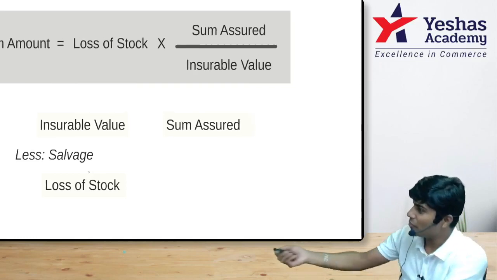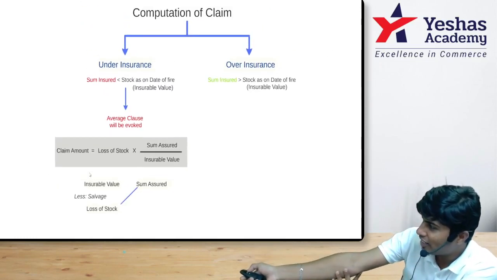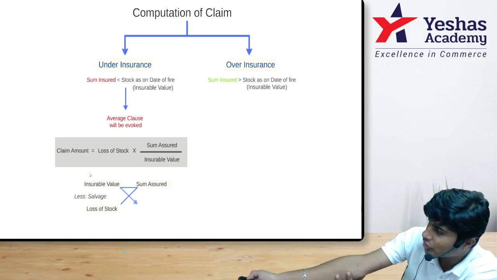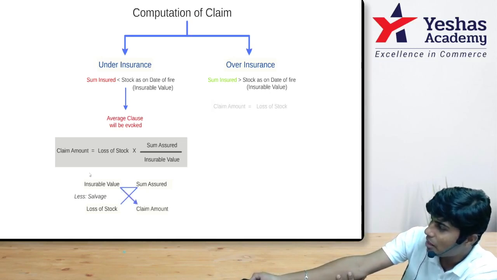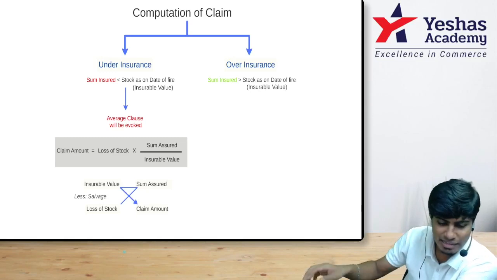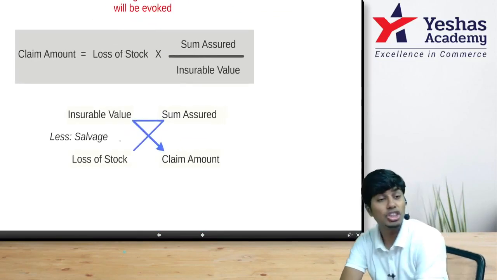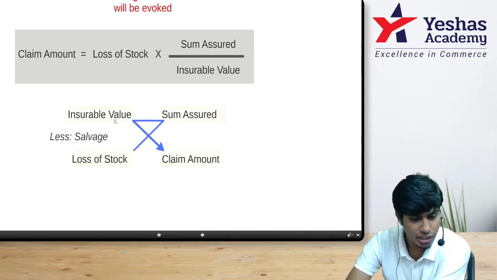Understood? So come on, let us write here. So we would have to find the claim amount. What do we do? Loss of stock multiplied by sum assured divided by insurable amount will give us the claim amount. Observe this. What is the insurable amount? Stock as on date of fire.